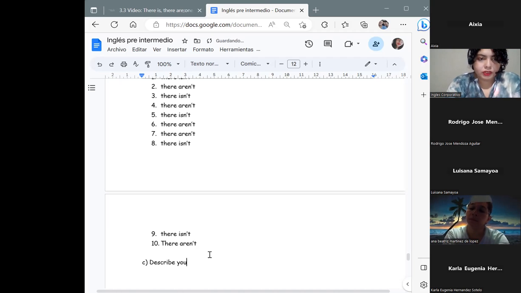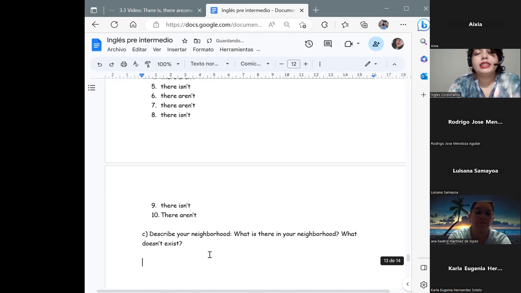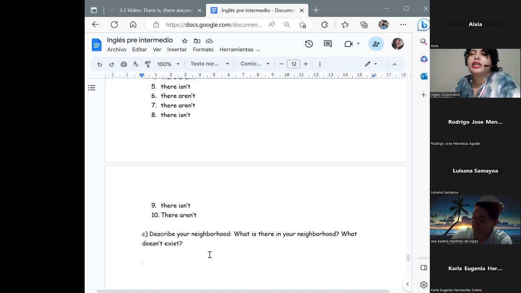Describe your neighborhood. Tenemos dos preguntas. What is there in your neighborhood? And what doesn't exist? Esas son las dos preguntas que tenemos que tratar de contestar con esta descripción. Vamos a poner cosas bastante generales de cómo luce el lugar donde vivimos, algunas cosas que podemos encontrar en ese lugar y otras cosas que no hay y que tal vez nos gustaría que hubiera.